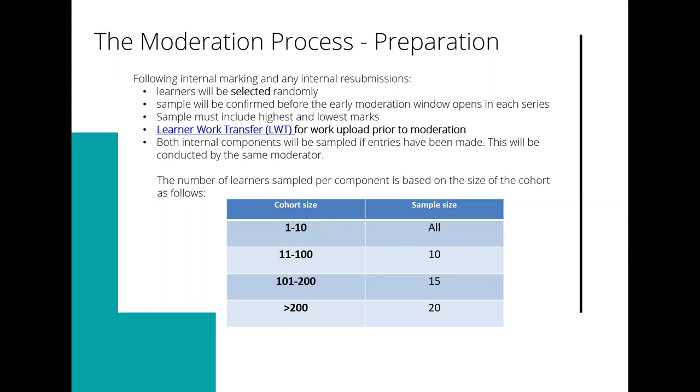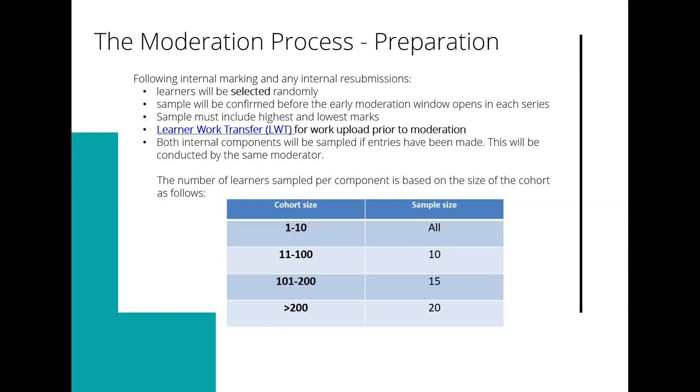If the requested sample does not include the highest and the lowest marks, you've got to include those in. Okay. The sample size is there. Less than 10, it's all the learners. Up to 100, it's 10 learners, but you could potentially have a sample of 12, but if the lowest and the highest are not included in those learner names, you'd have to include those as well, okay? Over 100 to 200, it's 15, and then over 200, it's 20 is your sample size. So you could potentially have 12, 17, and 22, if that makes sense to you there.